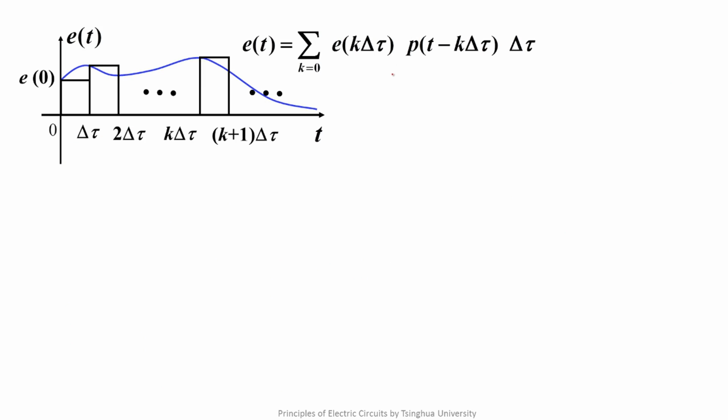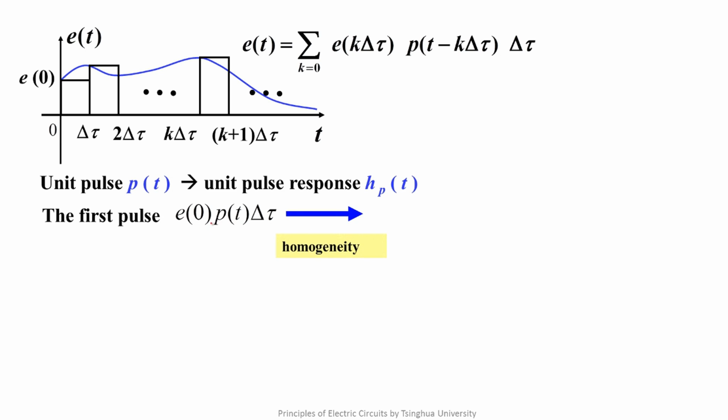In the deduction above, the excitation is thought of as the sum of infinite unit pulse waves and their delays, times the corresponding coefficients. Every unit pulse function corresponds to a response. What's their sum? We suppose the response corresponding to the unit pulse function is a unit pulse response h_p(t). According to the property of the zero-state linear circuit, when the unit pulse function is multiplied by a constant, its response is multiplied by the same constant due to the homogeneity.